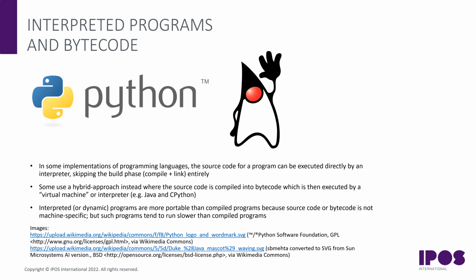So to avoid the issue of machine-specific programs, some programming languages use an interpreter to directly execute source code. This skips the build phase entirely, so no compiling and linking. This does result in a slower program, but it allows for increased portability between machines. And sometimes to balance between speed and portability, some programming languages use a hybrid approach, which is to compile source code into an intermediate form called bytecode. And this bytecode is then run by pre-installed virtual machines.